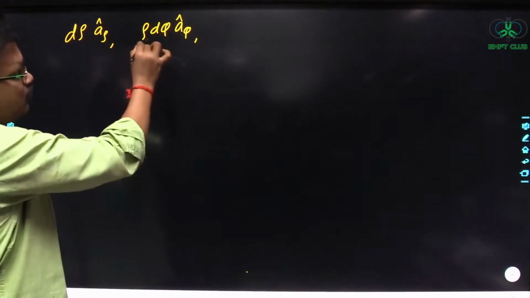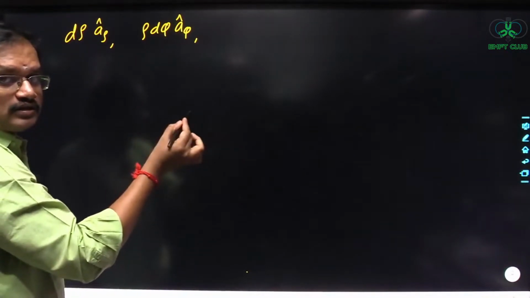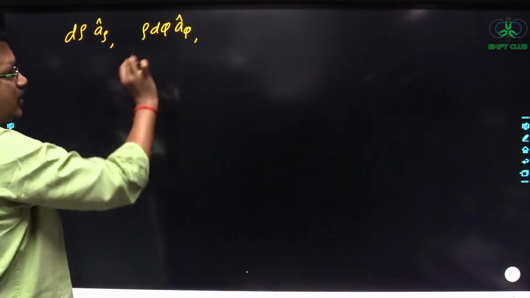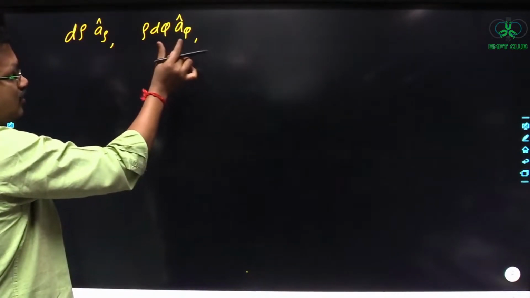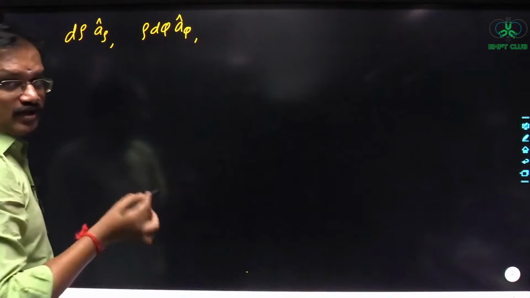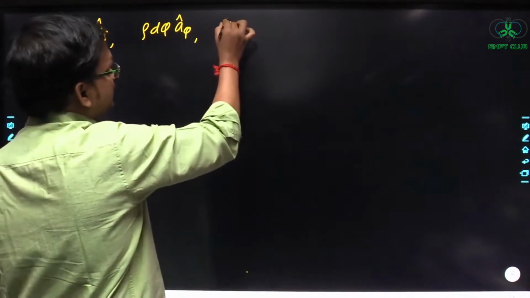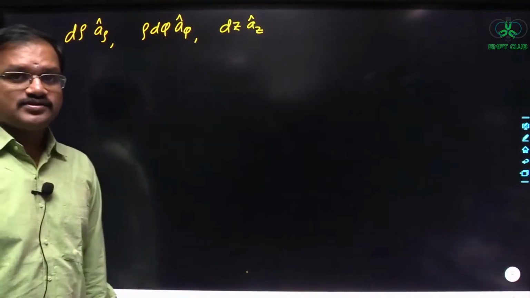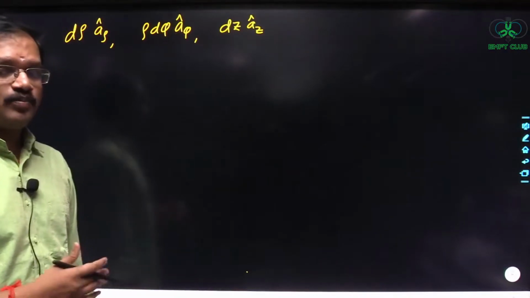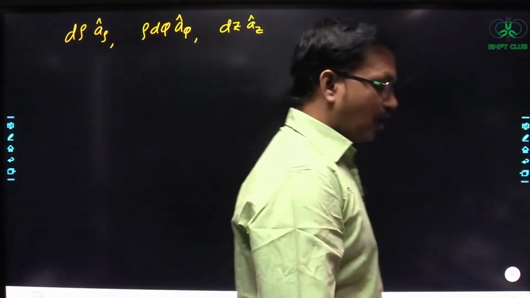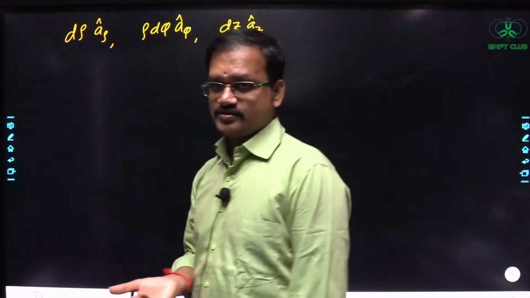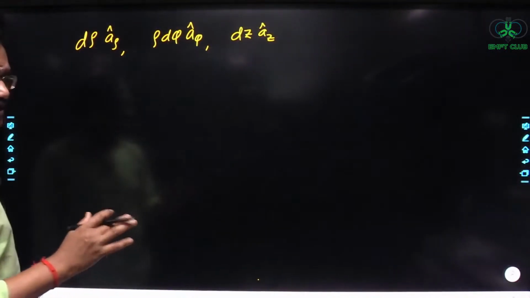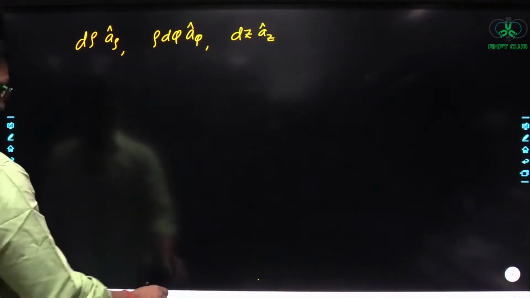This is the movement. As phi varies, you are going to move along the circumference of the circle. So you are moving along a curved path, and the differential arc length along phi is nothing but rho d phi a phi cap. The next one is dz az cap. So these are the three differential lengths you have in the cylindrical coordinate system. With the help of these three differential lengths, we can form three differential areas. Follow the same procedure we followed in the rectangular coordinate system; you can follow it here also.